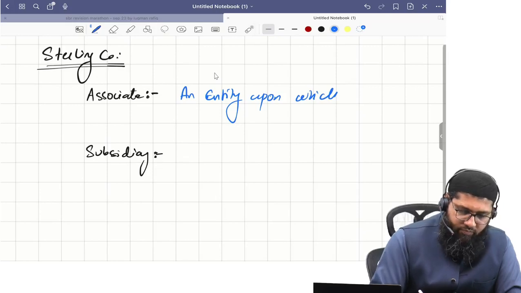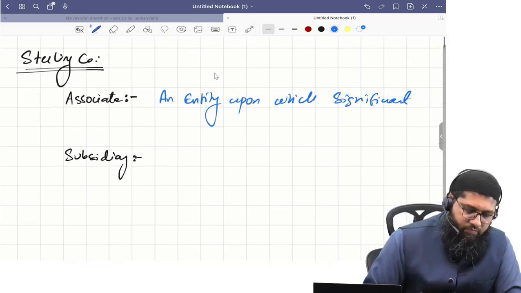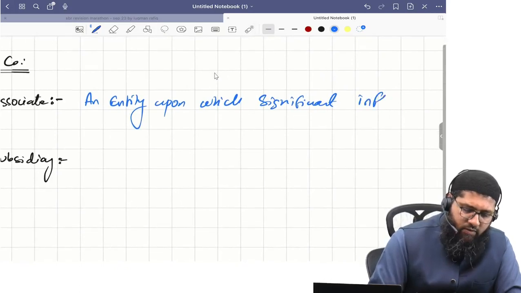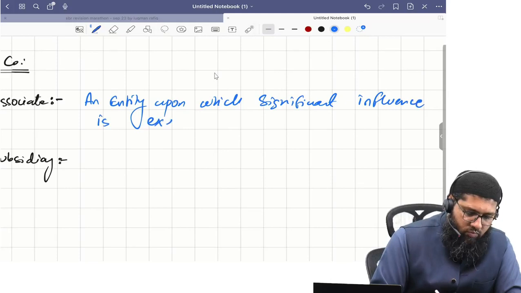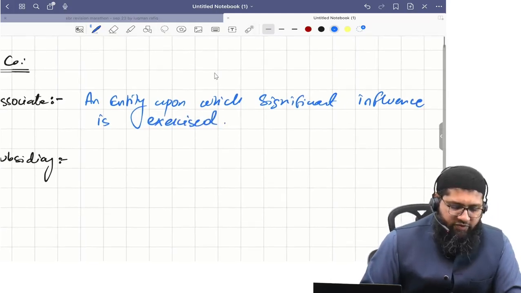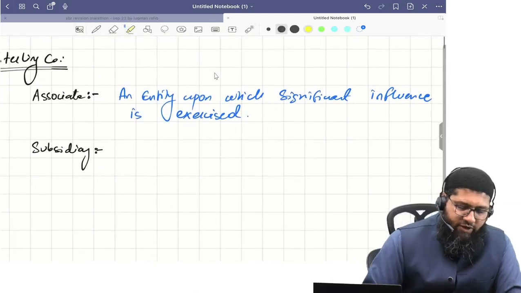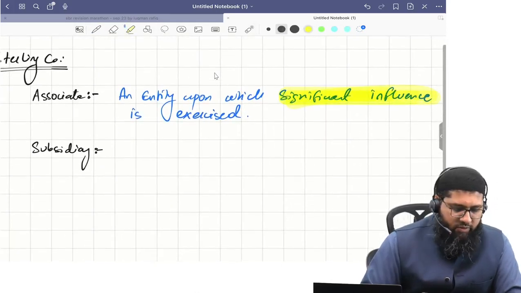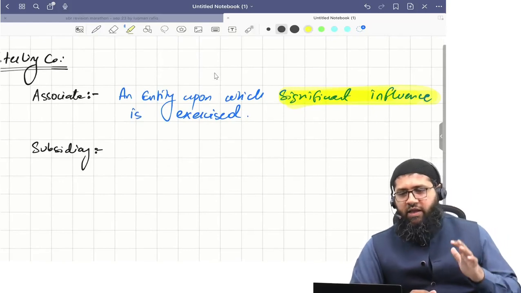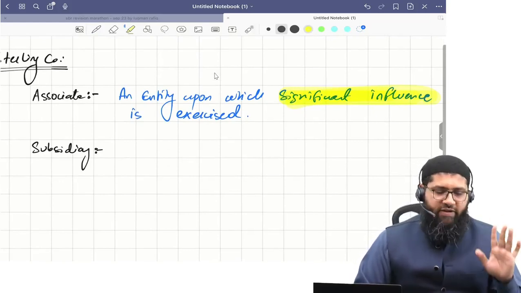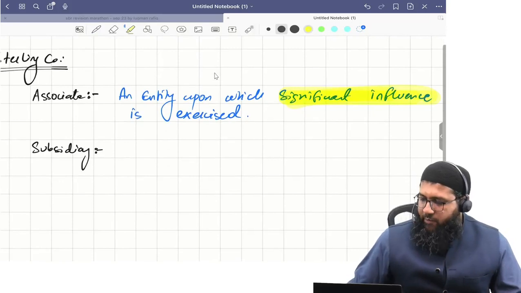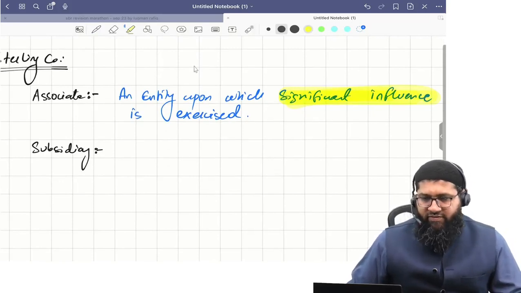upon which significant influence is exercised. So it's an entity upon which significant influence is exercised. When we talk about the concept of this Sterling Company, the first thing you need to understand is that an associate is an entity upon which significant influence is exercised.